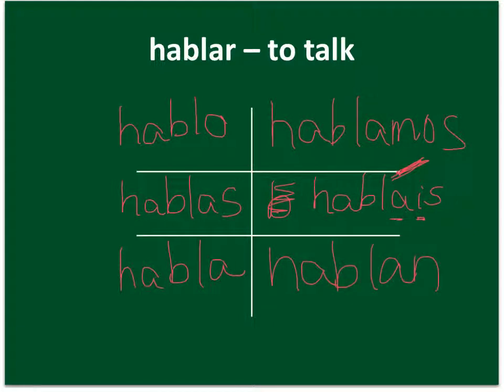Okay? So each one of these forms translates to mean something different. It tells us who's doing the action of the verb. So I talk, you talk, he or she talks, we talk, y'all talk, and they talk. Just like with any other verb, each of those forms changes and tells us who's doing the action.